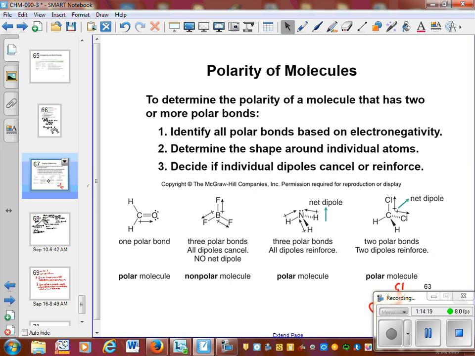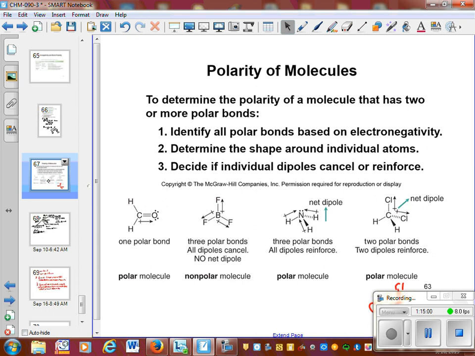We move over to ammonia. Again, we have 3. The nitrogen's pulling, but those hydrogens are in a different plane. Remember, ammonia is trigonal pyramidal, so ammonia is also polar. And if you look at CH2Cl2, the chlorines are pulling, but they're not opposite each other. They're 109.5 degrees apart. So this is a polar molecule.